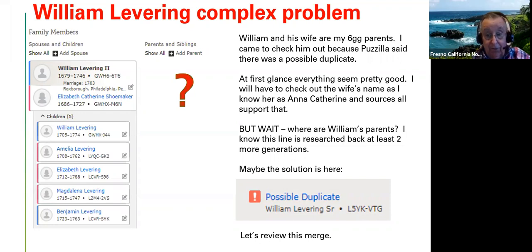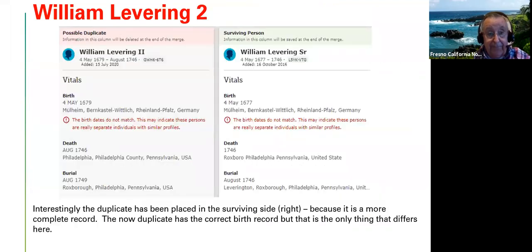And so you need to identify if this can be a good merge or not. So when we pull them up, we notice that the dates are almost identical, 2 years difference in the dates. And the interesting thing was the duplicate that showed as a possible duplicate was put in the surviving person column. That's because FamilySearch feels that that's the more complete record. Okay.